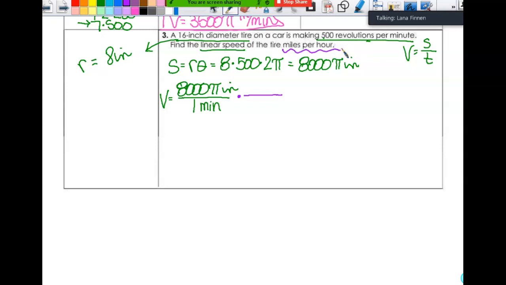So the way I make sure I put them in the right spots, 8,000 inches, so I want to change that to feet first. If I have inches up here, I need inches down here that will cancel out, and my feet would go up there. I know for every 1 foot, there's 12 inches. Then I'm going to cancel my inches out. I now have feet. Got to change my feet to miles.